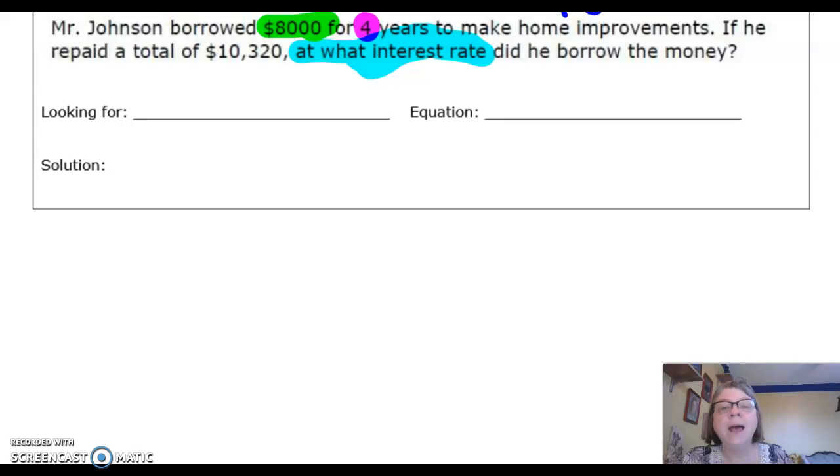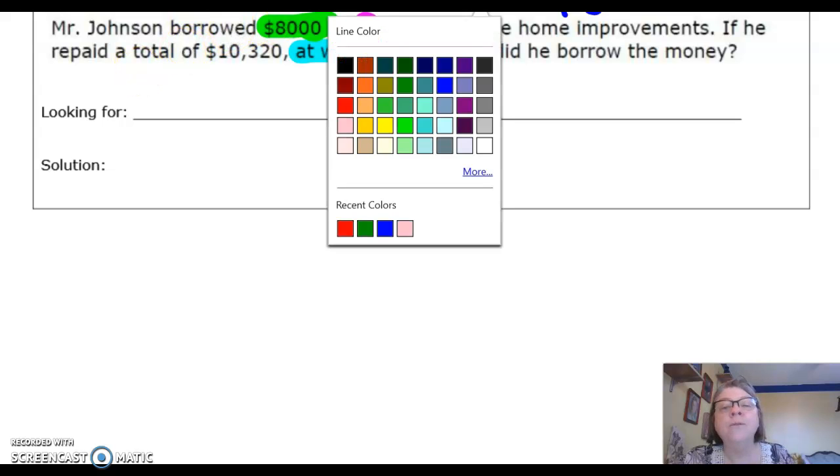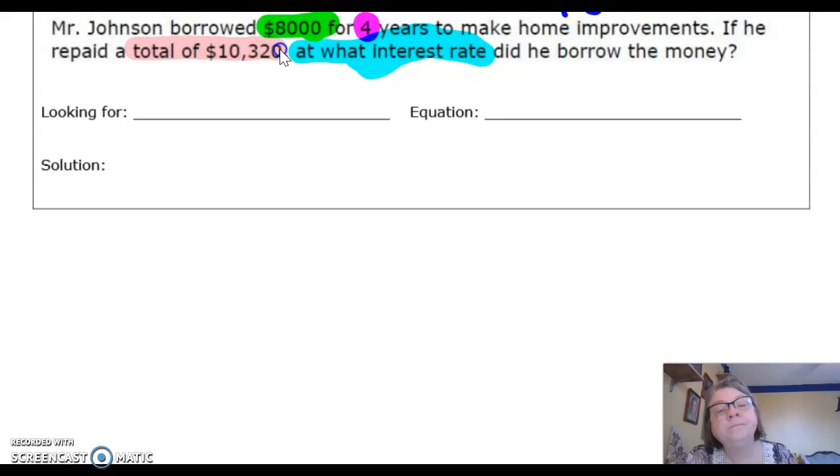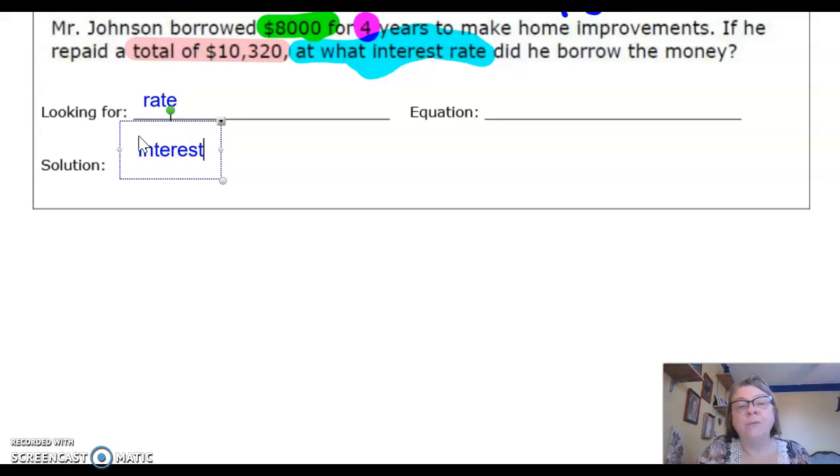And the extra money that I have, it says it is a total, so I've got to go to pink because I use that for total. It is a total of 10,320. This one's tricky because I don't have the interest and I don't have the interest rate, but I do have the total amount, so I can get the interest from that. But I have a number, a number, a number, and words, and my words are rate, so I am looking for the rate.